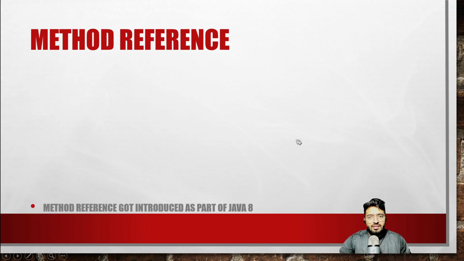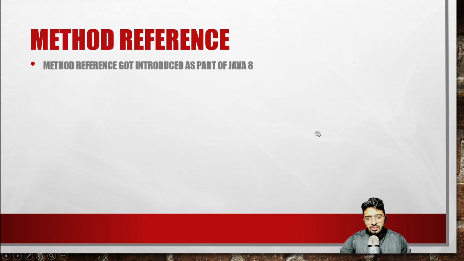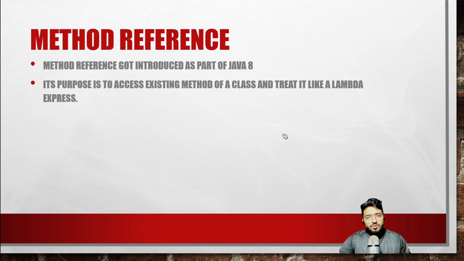Method reference is one of the features which got introduced as a part of Java 8. And what does it actually do? Suppose you want to use the existing methods of a class as a lambda expression. So far in this course, we have created our own lambda expressions by implementing the functional interface and used those. But now we have a requirement where we need to use the existing class's methods as a lambda expression. For that purpose, we will use the method reference.